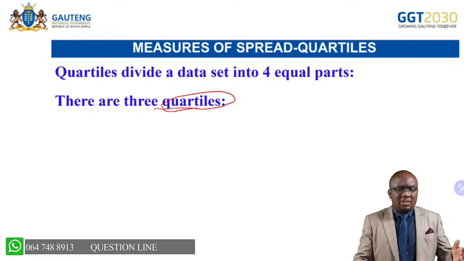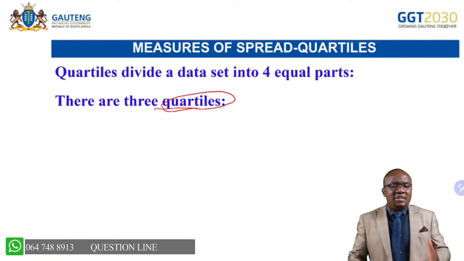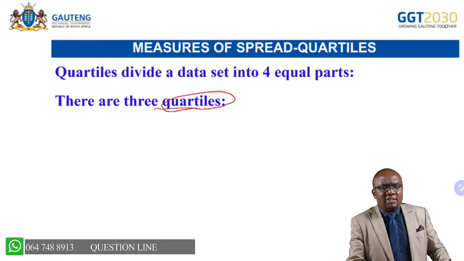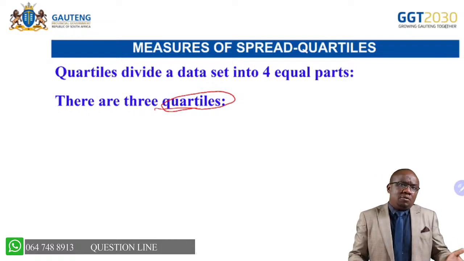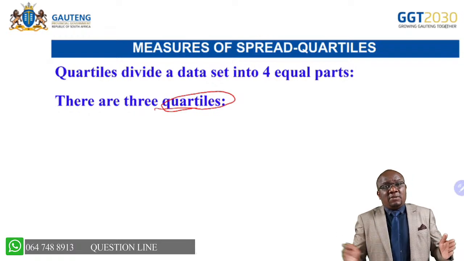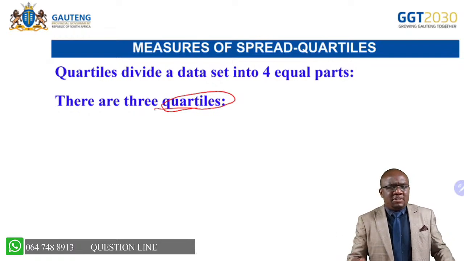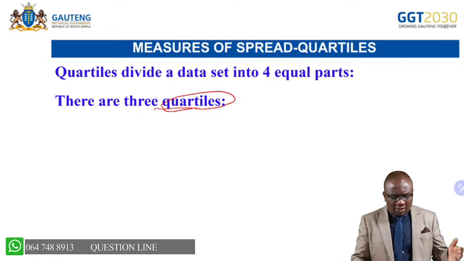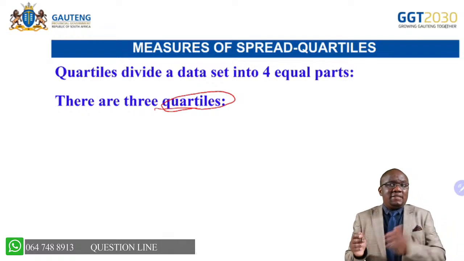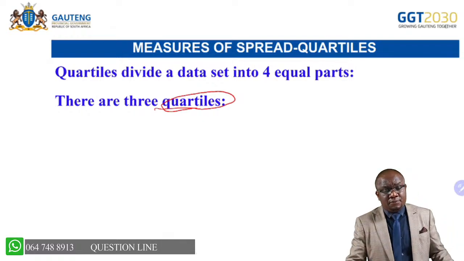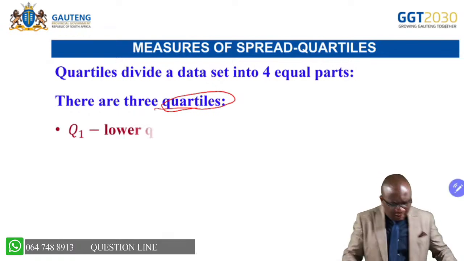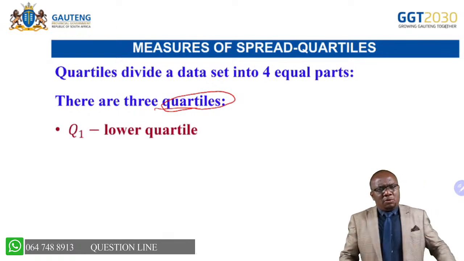So now a quarter means you are dividing something into what? 4 equal parts. Our terms are roughly a quarter of a year because we have divided our year into 4 terms. So now a quarter means the data set is divided into 4 equal parts. Now, we have what we call the lower quartile.